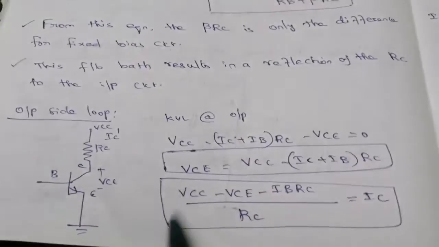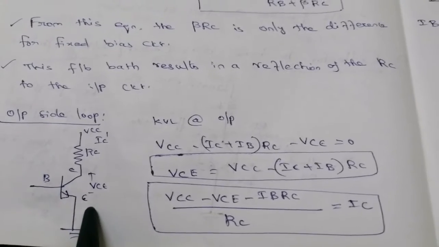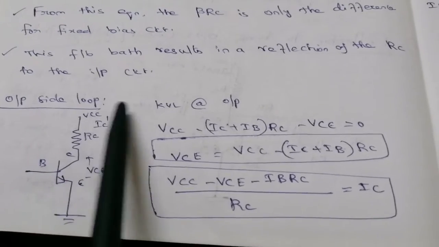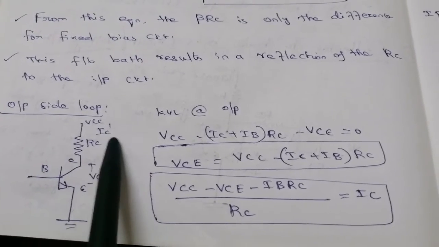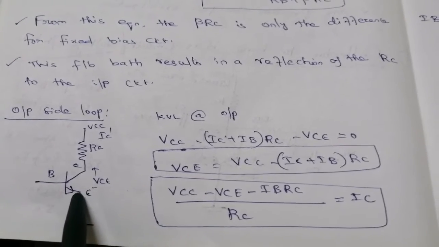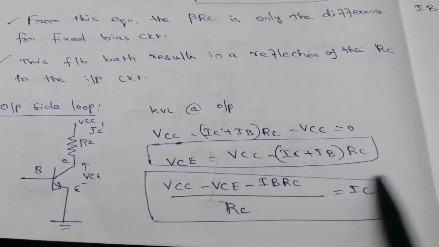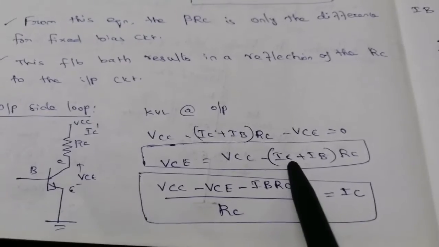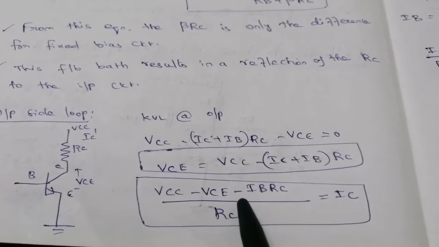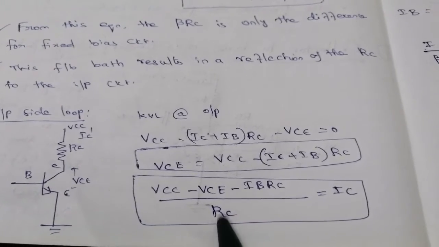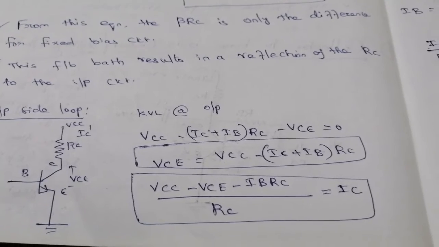Next, to consider the output side. The output side loop, by applying KVL: VCC minus IC plus IB RC minus VCE equal to 0. So from that, VCE equal to VCC minus IC plus IB RC. So from that, IC is equal to VCC minus VCE minus IBRC by RC.